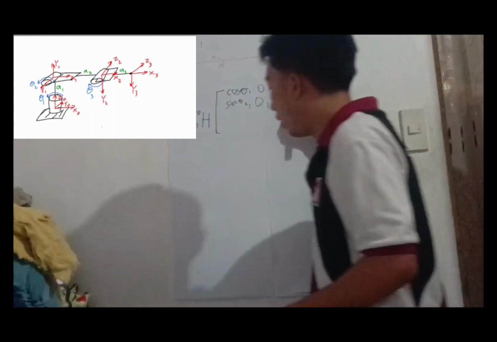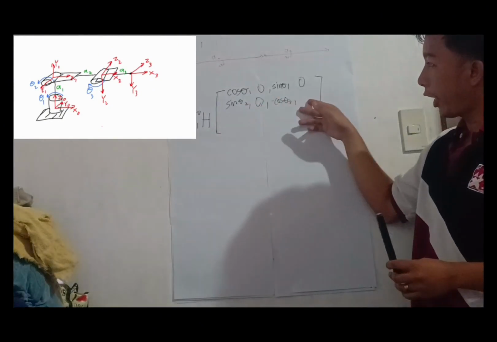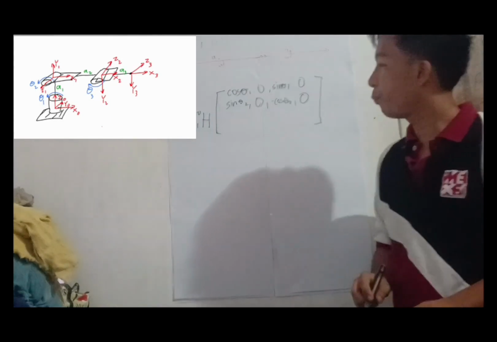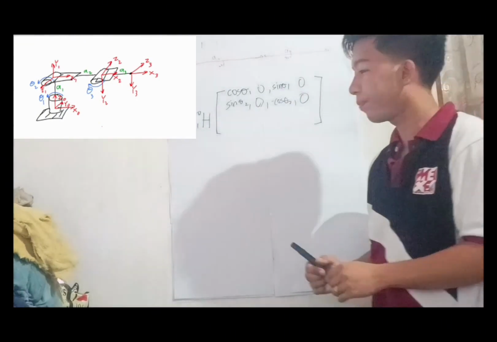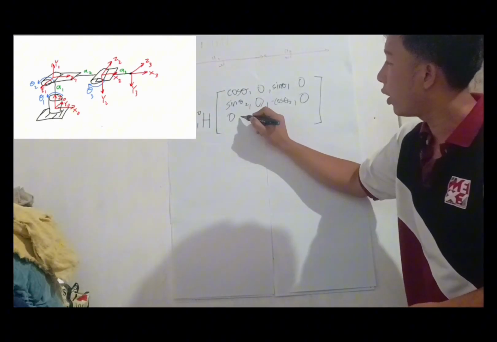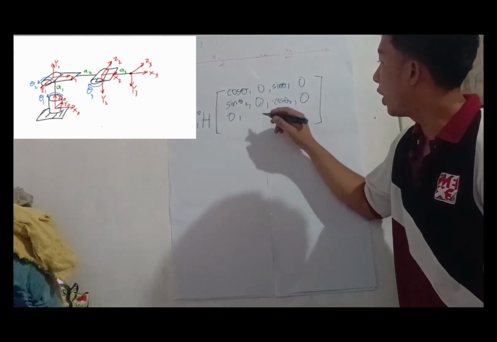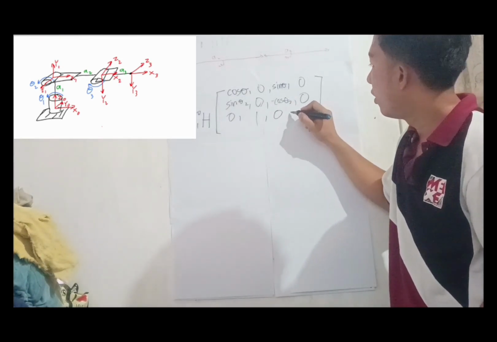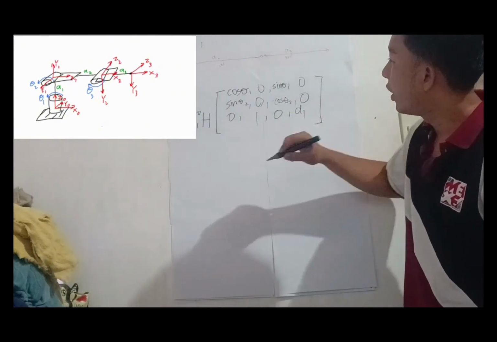Cosine theta 2. So, the next is 0 because there's no rotation. So, the fourth row, there will be 0 because there's no rotation between the manipulator. So, this is the 1 and 0 and A1, the first link length.